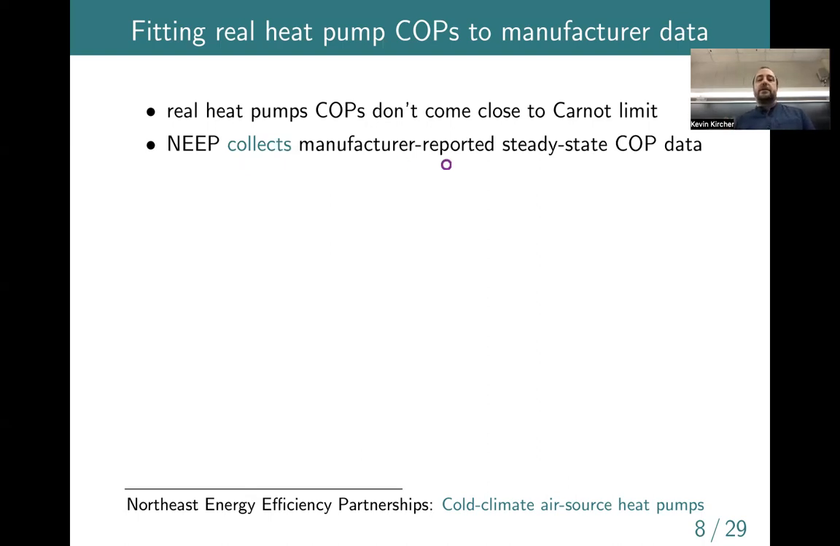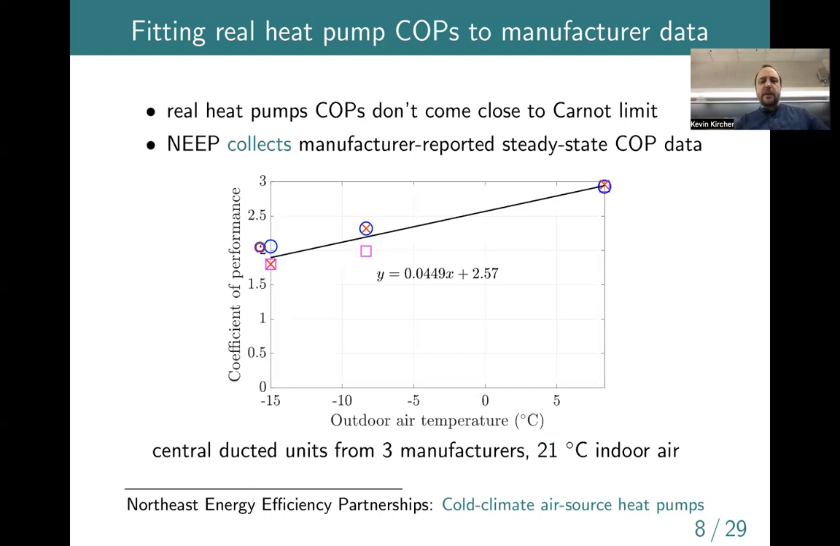So anyway, manufacturers publish those, and then NEEP basically rounds up all that data and puts it into a big database. And they generously make it open source. So here I took performance data from 3 different units from 3 different manufacturers. They're what's called central ducted or unitary heat pumps, and I'll show in a minute what that means. But here I'm plotting the outdoor temperature in degrees Celsius on the x-axis, and then the COP. So again, the ratio of the heat output to the electricity input for these units.